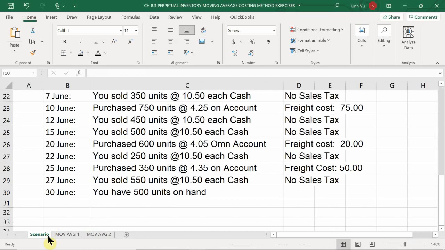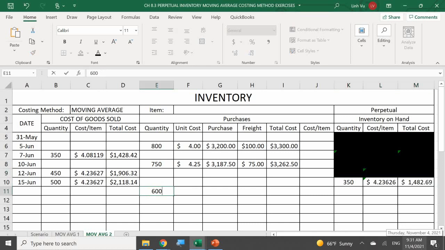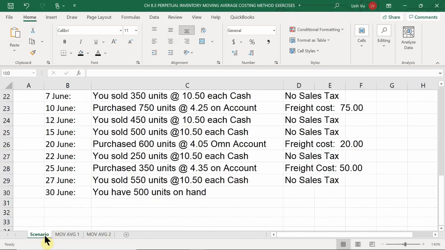Then it is June 20th. We purchased 600 units at $4.05 each. Okay? And the freight is going to cost you $20. So 600 at 405 for $20. Let me double check that. 600 units at 405 with a freight of 20.